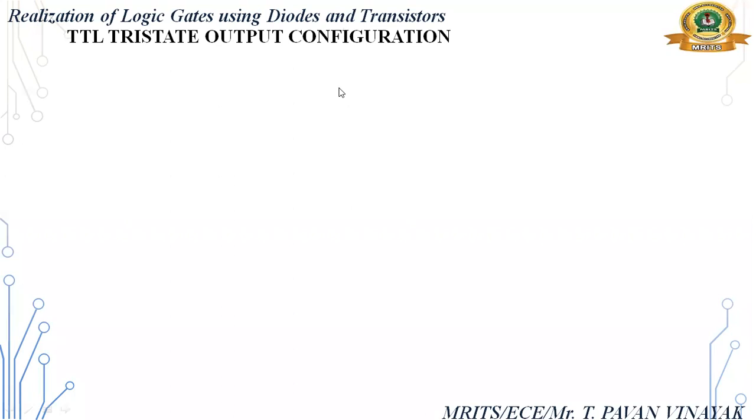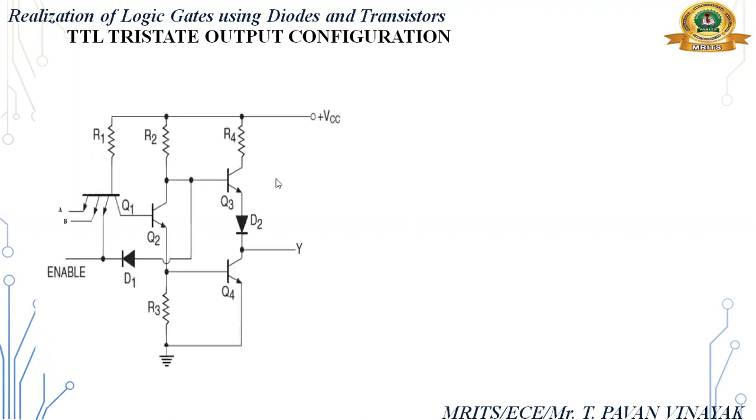So to design tri-state, we require enable, right? We require an extra input in addition to A and B. Suppose I am designing a two-input NAND gate, so A and B are the two inputs and one extra input, enable. This is the circuit of the tri-state configuration. See, first draw the totem pole configuration. After the totem pole configuration, for the last input, take a diode. That diode connection is given to the base of Q3.